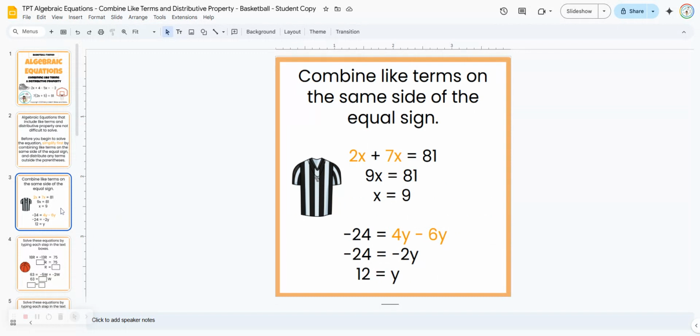So we're going to start with combining like terms. As long as like terms are on the same side of the equal sign, we can combine them. So here we have 2x plus 7x gives us 9x, and then we just have a one-step equation to solve. This is another example, 4y, negative 6y. If we combine them, we get negative 2y, and again, then we just have a one-step equation to solve.